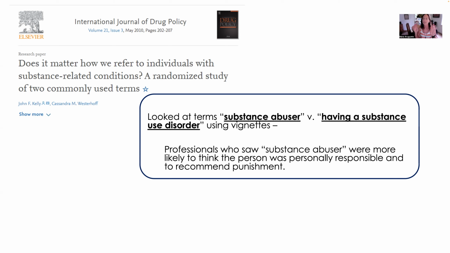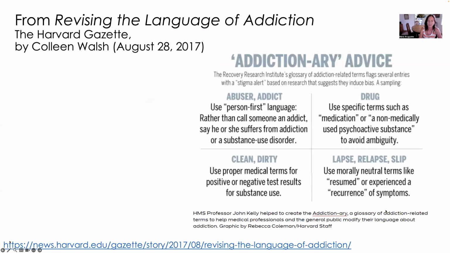2 different ways of using the language, right? It turns out that when professionals, and I'm talking about professionals who are in the treatment business, who saw a substance abuser in that group, they were more likely to think that the person was personally responsible, had some agency, had a choice, and chose the wrong thing, kind of thing, where we go back to that immoral thing. And they were more likely to recommend punishment. And so getting away from that, we're trying to use more non-biased language, like having a substance use disorder, for example, instead of saying substance abuser, which again sounds like the person has a lot of agency.